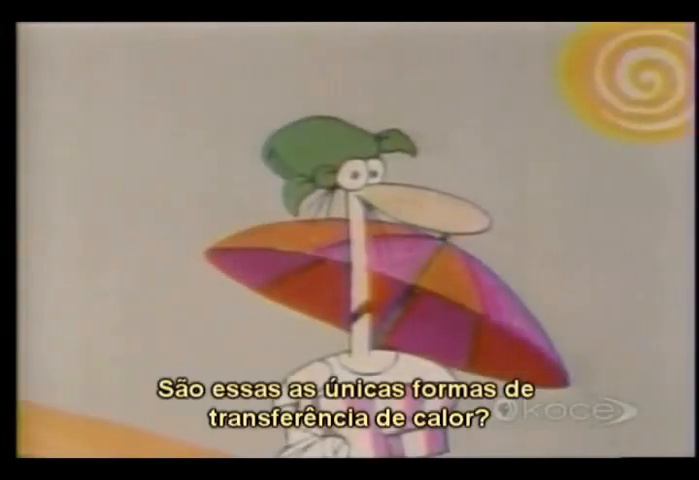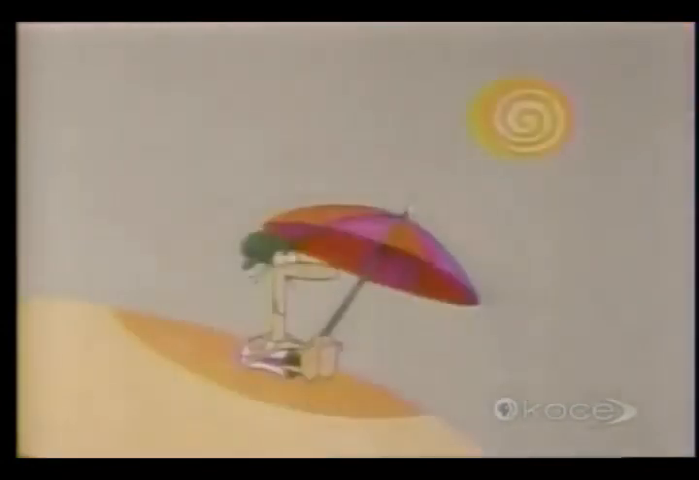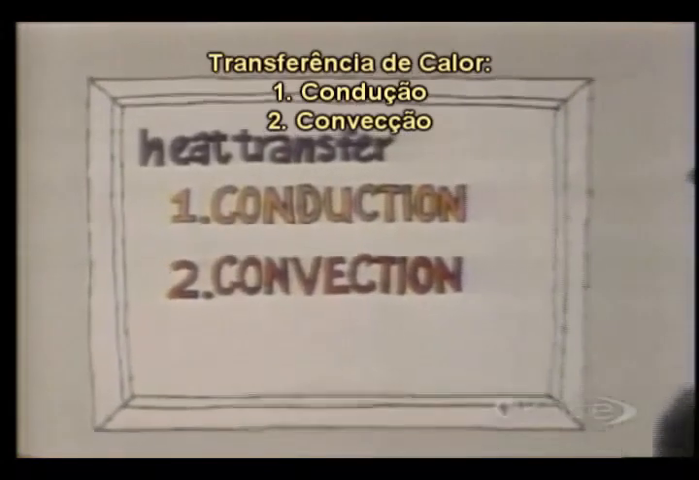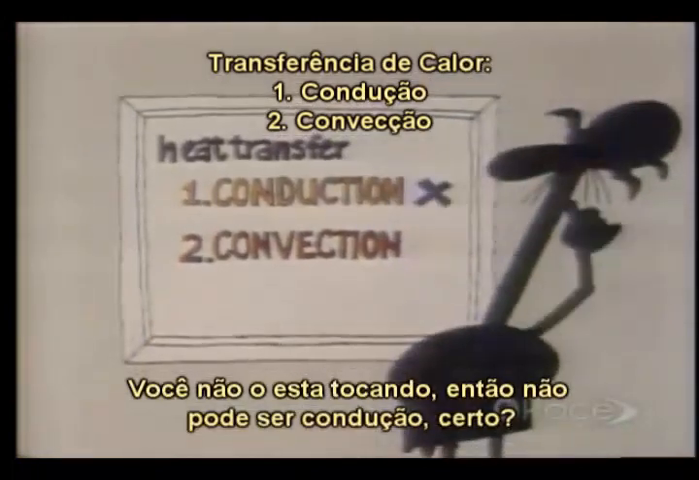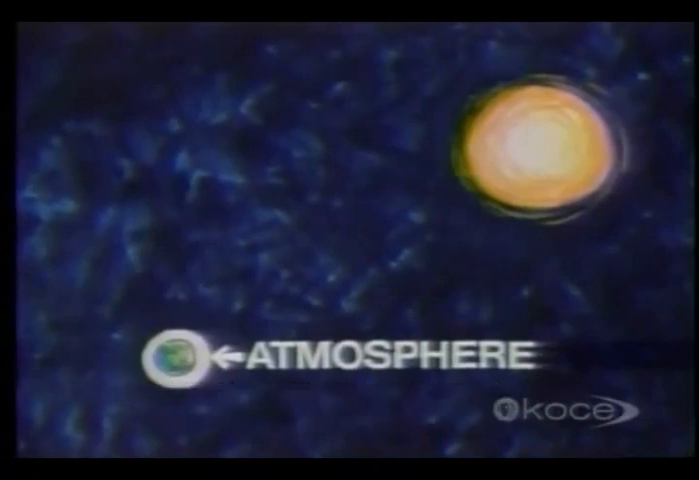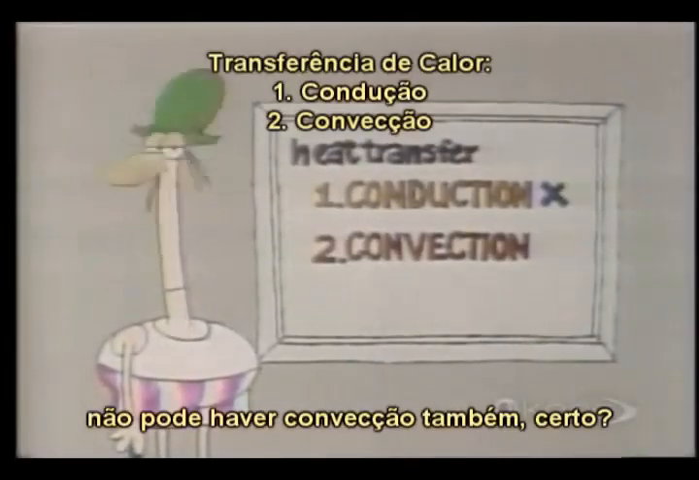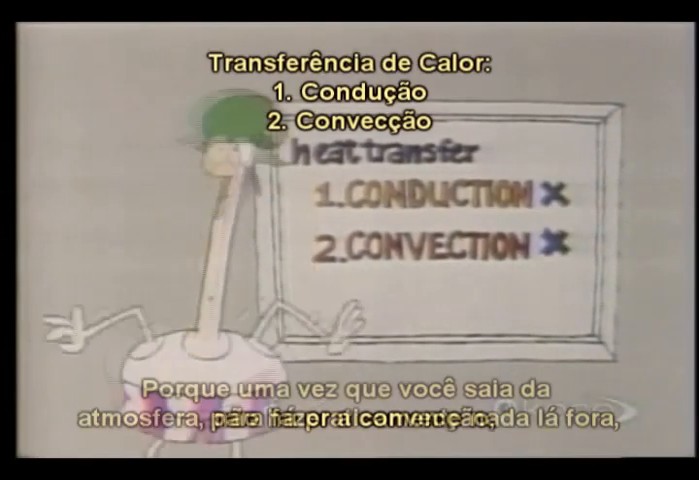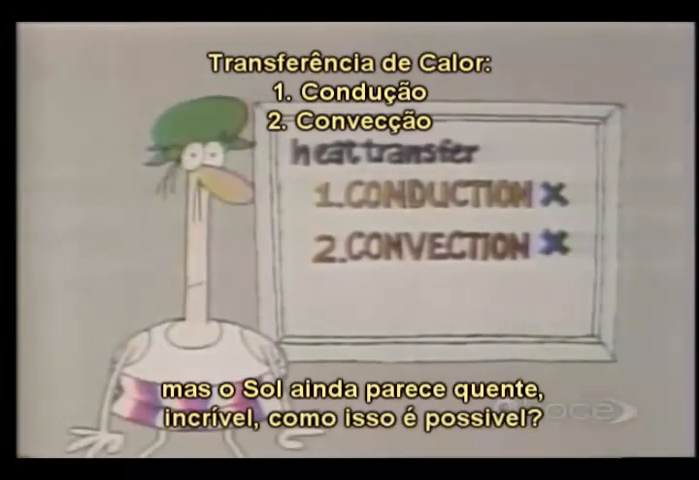Are these the only two ways that heat can be transferred? Then why are you sitting under that beach umbrella? Because the sun's too hot? But how can the sun transfer heat to you? You're not touching it, so there can't be any conduction, can there? And since most of the space between you and the sun is just that, space, except for the thin layer of air formed by the Earth's atmosphere, there can't be any convection either, can there? Because once you get beyond our atmosphere, there's almost nothing out there to do the convecting. But the sun still feels hot. Amazing. How is that possible?